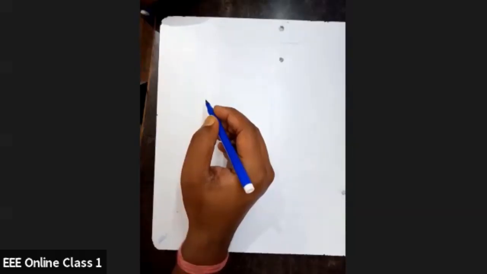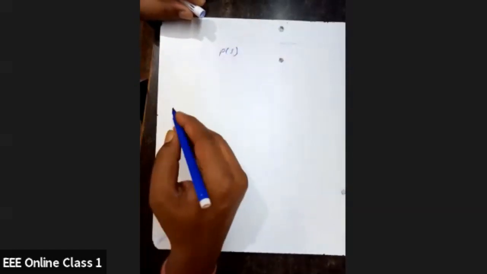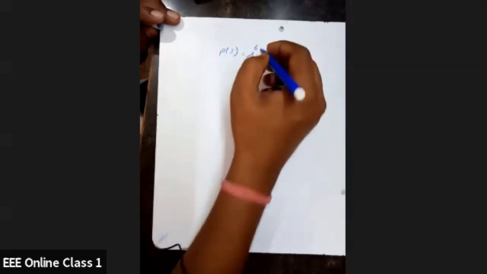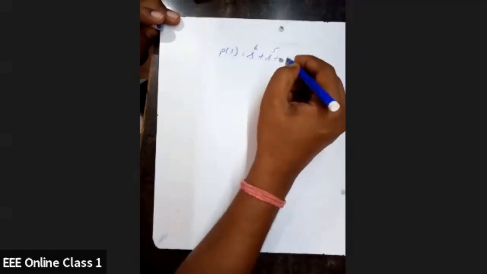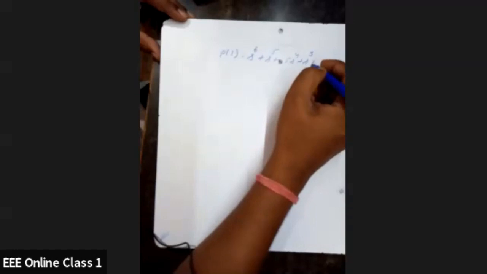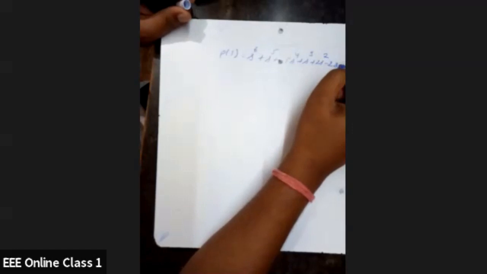Axis of the S-plane for a polynomial given: P(s) equals s^6 plus s^5 plus 5s^4 plus s^3 plus 2s^2 minus 2s minus 8.